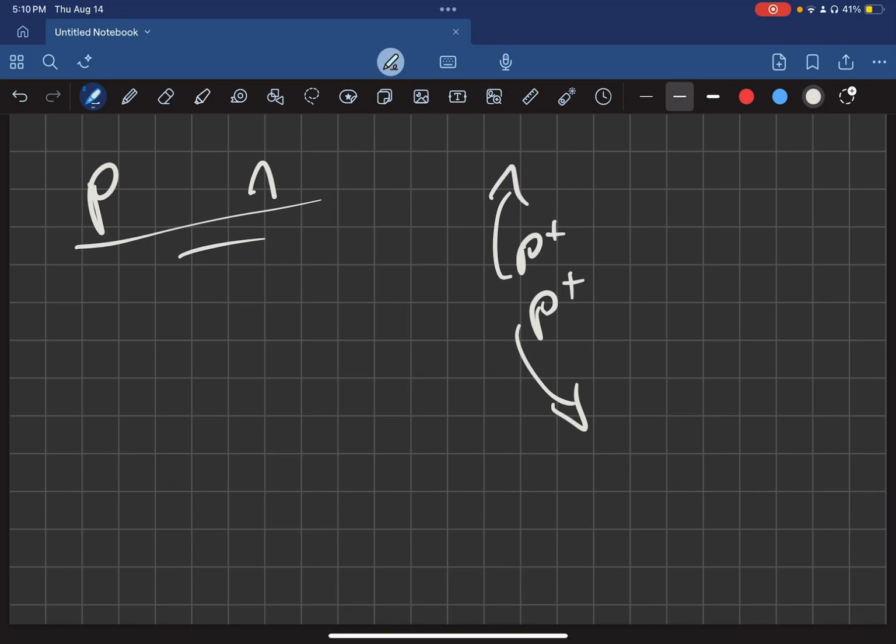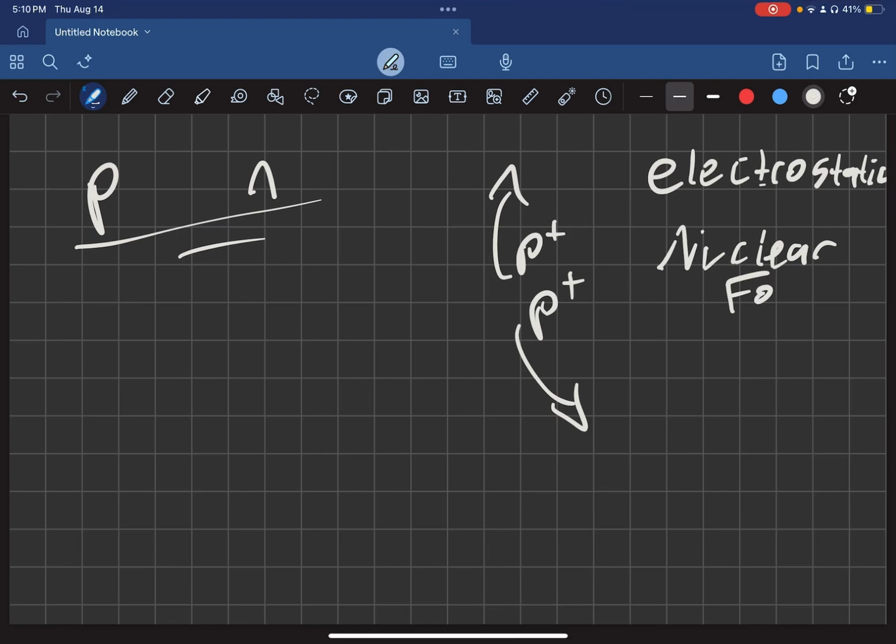So, positive repel because of the electrostatic force. But there's another force holding them together, and it's why the nucleus doesn't just explode. And that is the nuclear force, the strong nuclear force.